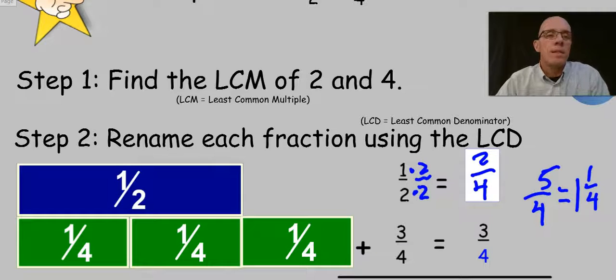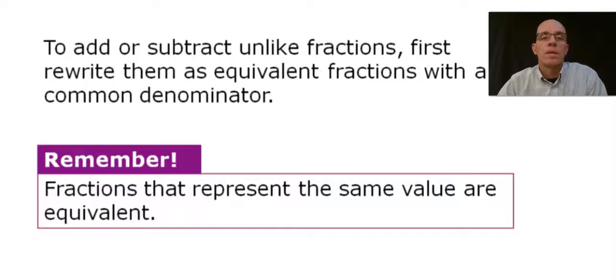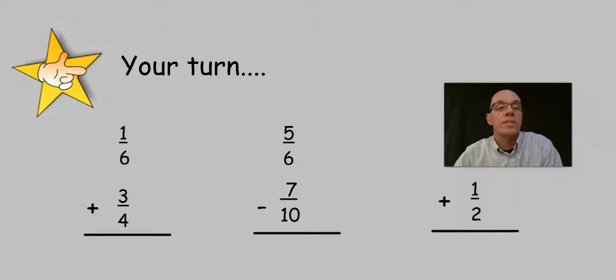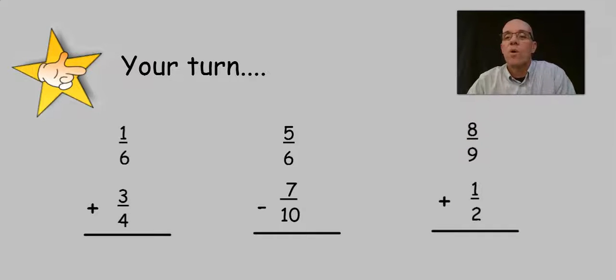So let's go on. To add fractions, first rewrite them as equivalent fractions with a common denominator. That's what we did. We changed 1/2 into fourths. Fractions that represent the same value are equivalent. So 1/2 and 2/4 are equivalent fractions. They both mean 1/2. But we can just add them together when we have common denominators. So take a look at these. Attempt to do these on your own.